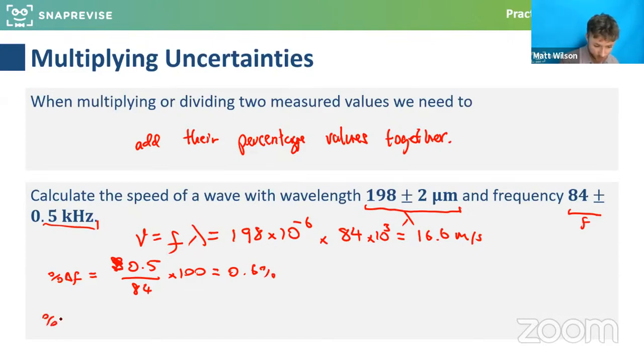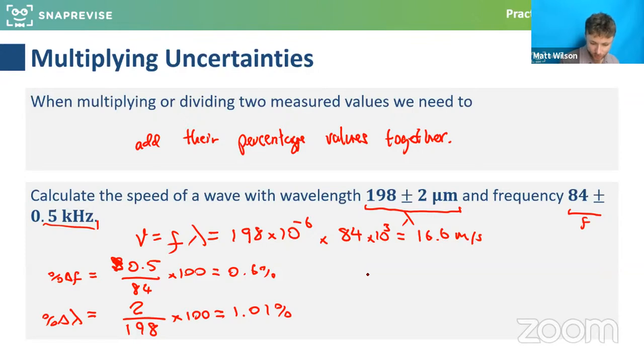And then we need to do the same thing, percentage uncertainty for the wavelength. This time it will be the uncertainty, which is 2, divided by the value, which is 198, then multiplied by 100. Chuck that into a calculator and you'll get around 1.01%. Okay, fantastic.